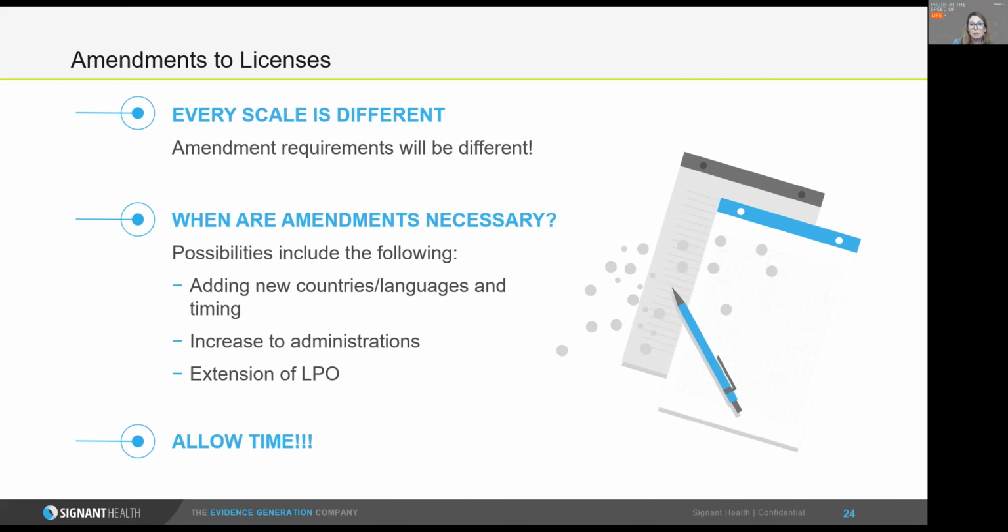If countries and languages are located in your license, you're going to need an amendment, and you're going to need to get permission from that copyright holder to use the IP in that country and that country with that language.